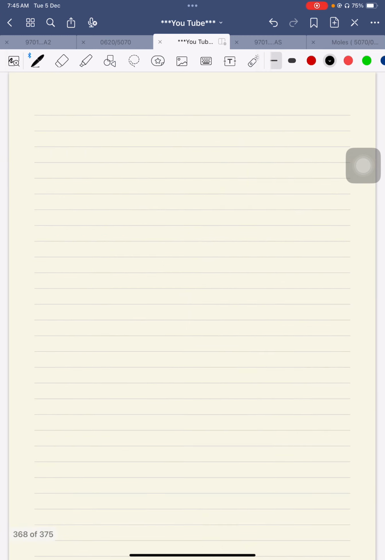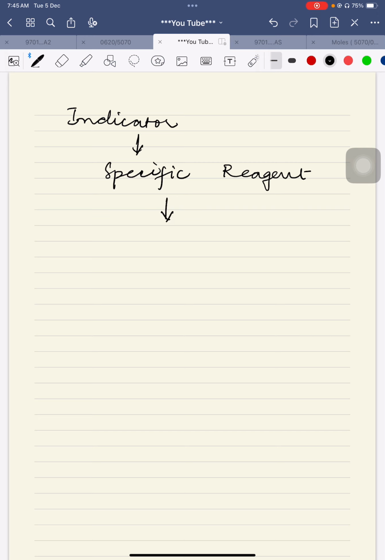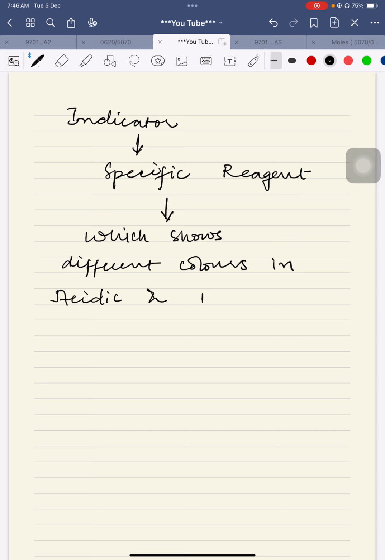Okay, let's move on to a new page. Indicator: it is a specific reagent, a specific chemical substance, or the best name is reagent, which shows different colors in acidic and basic, or alkaline, mediums. Okay, and these are called acid base indicators.